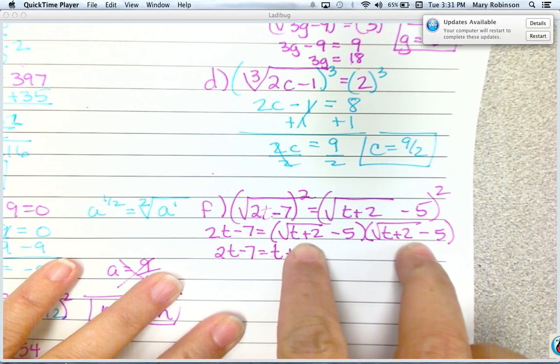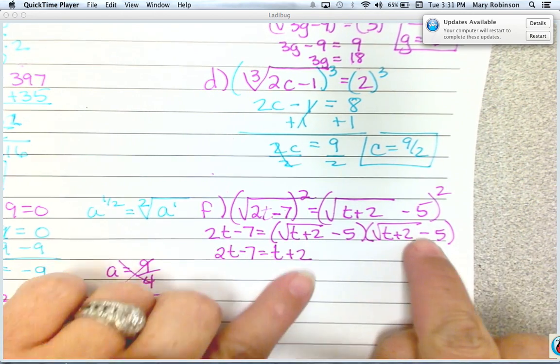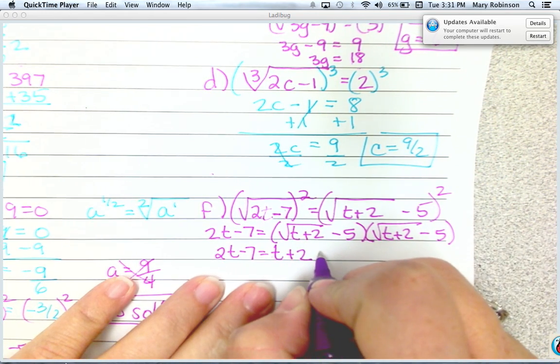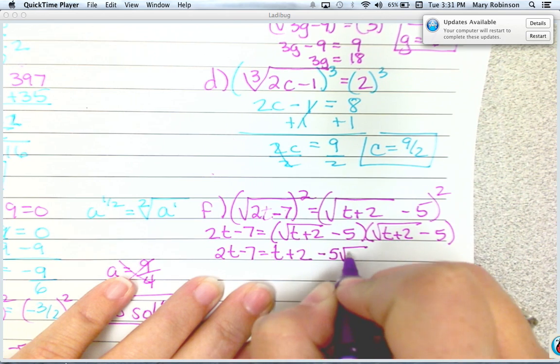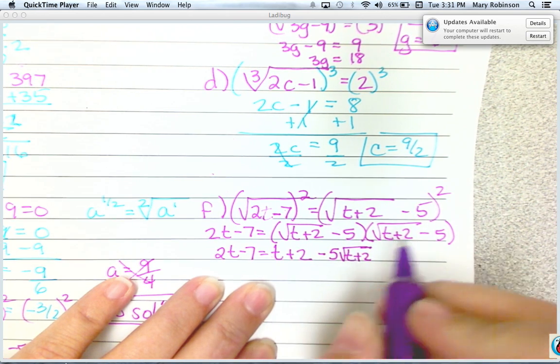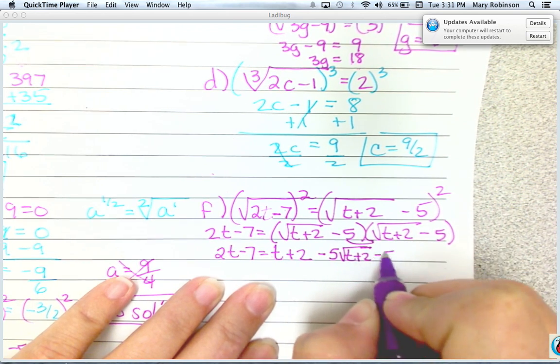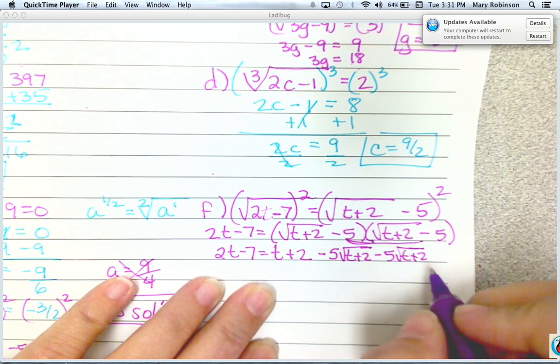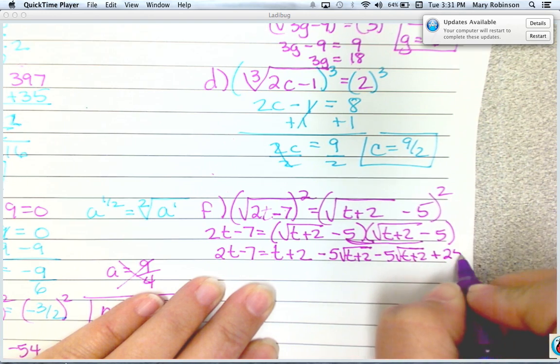If we multiply our outer terms here, we get negative 5 times the square root of t plus 2. Then our inner terms also give negative 5 times the square root of t plus 2. And negative 5 times negative 5 is positive 25.